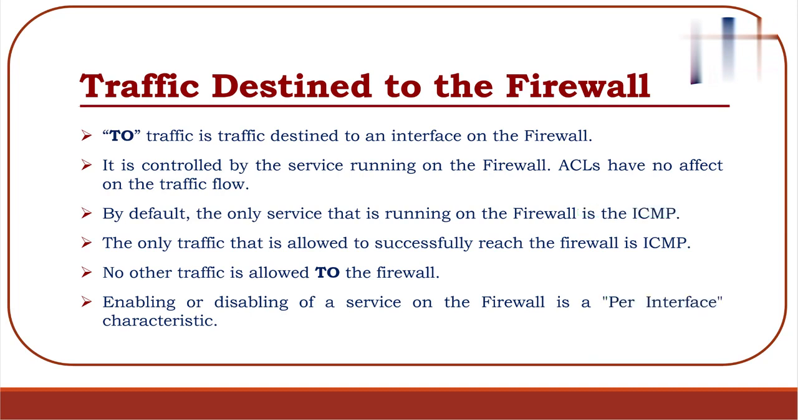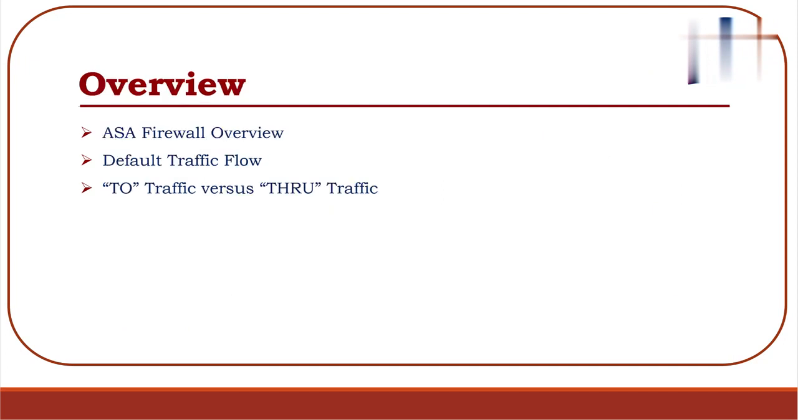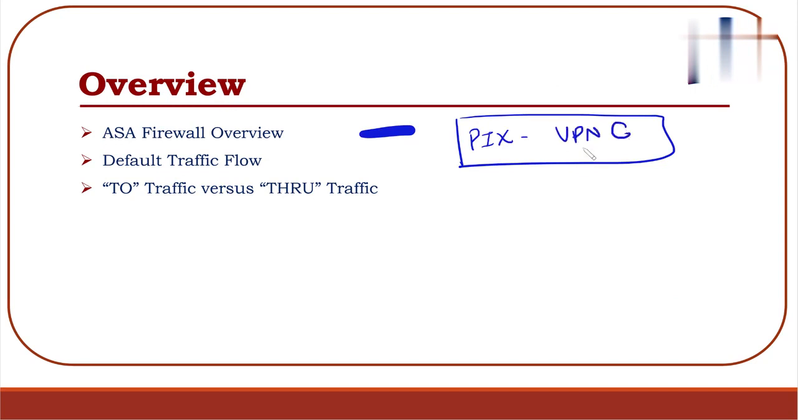Let's recap the main things that we covered over here. Number one, where did the ASA come from? ASA is a combination of two devices. What are the two devices? The PIX firewall and the acquisition called the VPN concentrator. This gave you the VPN capabilities. This was a firewall, and this is what the ASA is all about.